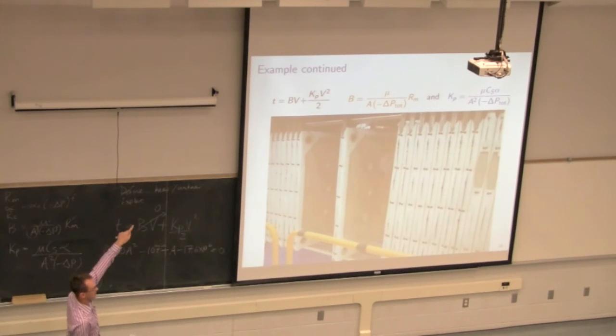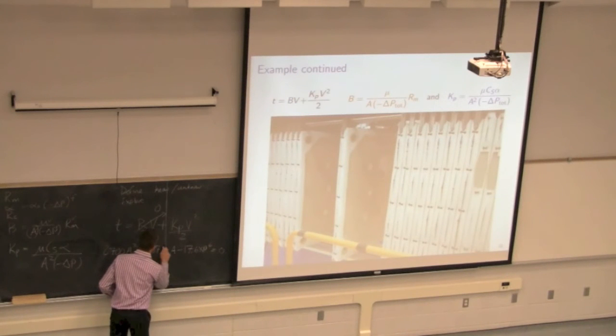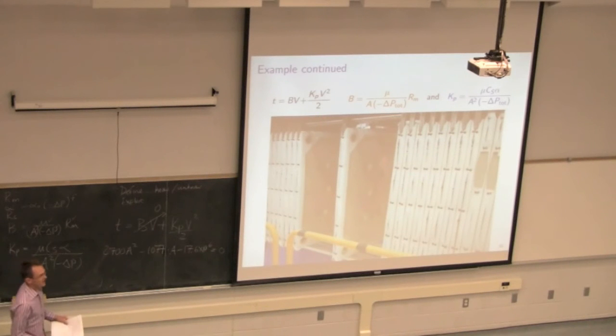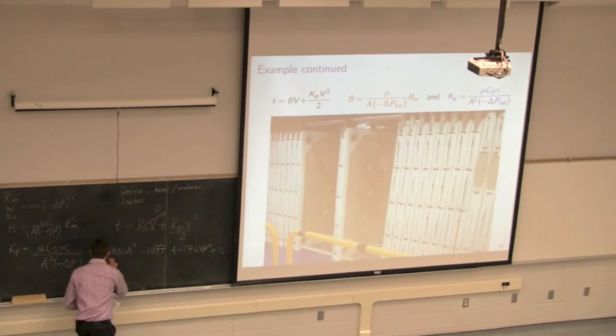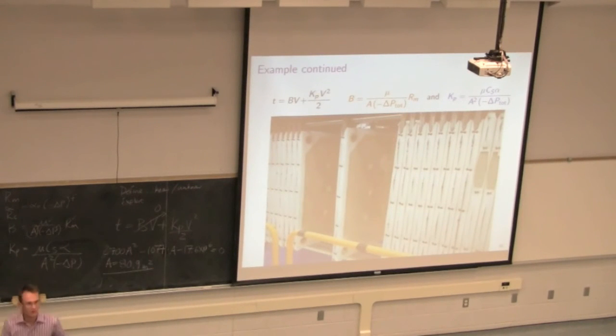That first equation. Okay, so sub in the numbers, A is your only unknown, you get this equation: 2700 A squared minus 1077A minus 17.6 times 10 to the 6. So it's a standard quadratic. You can solve that and you get A is equal to 80.9 meters squared. So prove that to yourself at home. We don't need to work through that here.